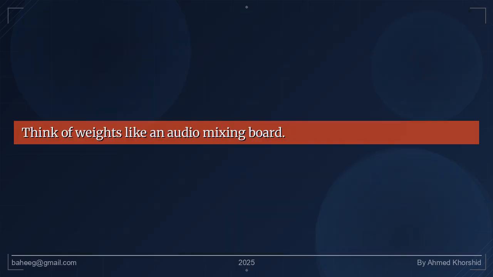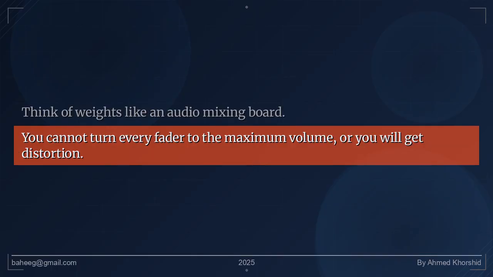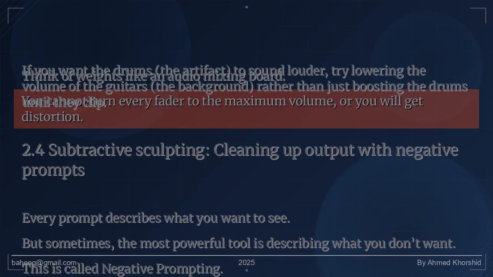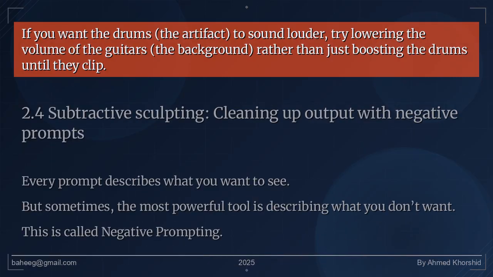Think of weights like an audio mixing board. You cannot turn every fader to the maximum volume, or you will get distortion. If you want the drums, the artifact, to sound louder, try lowering the volume of the guitars, the background, rather than just boosting the drums until they clip.